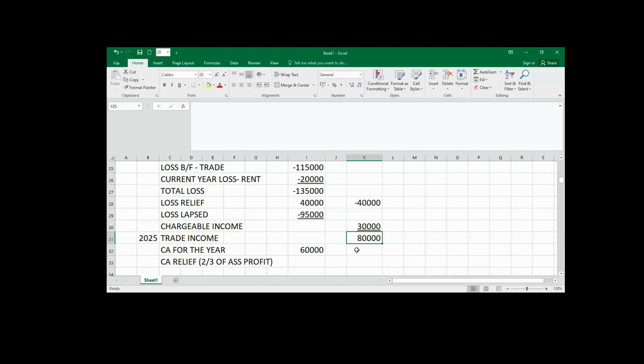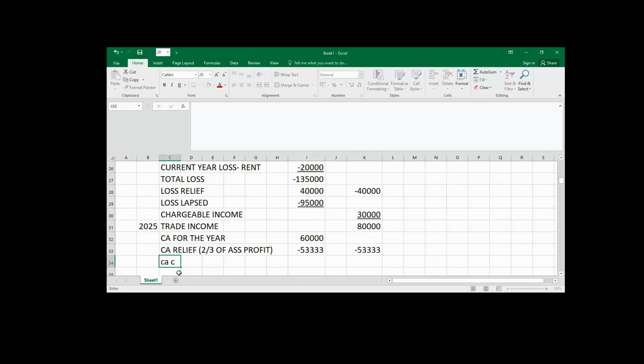Now somebody should press the calculator. 2/3 of 80,000, how much do we have? 53,333. So that means we can only remove 53,333. So the balance will be taken to the next period. So the balance will be capital allowance carried forward. We are going to carry the balance to the next period.